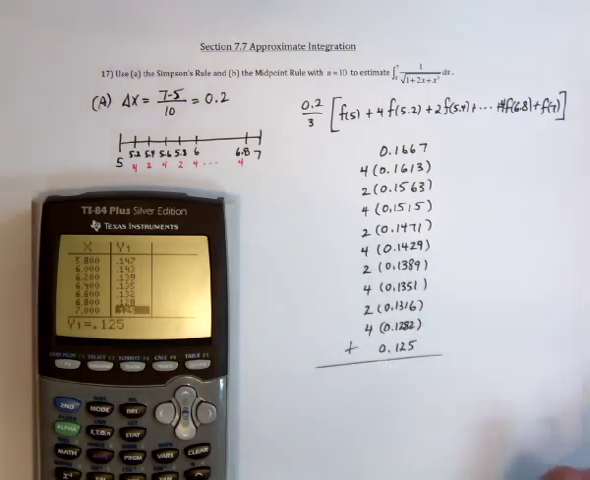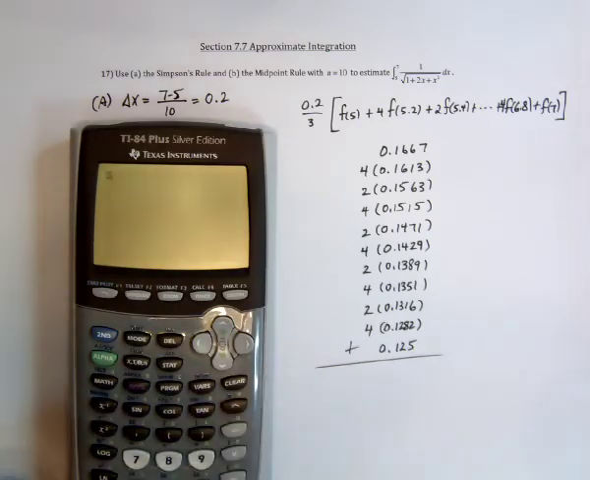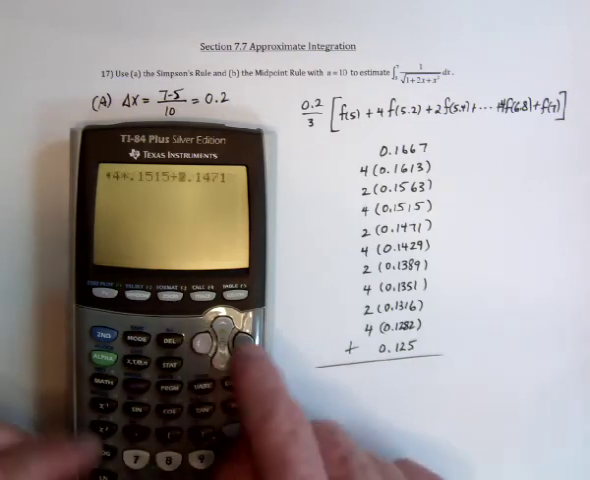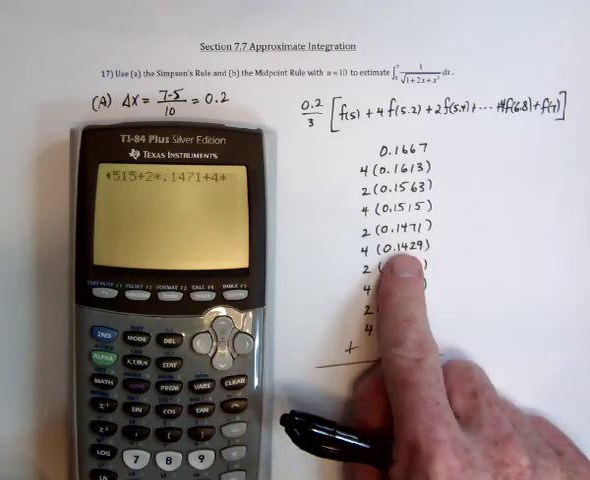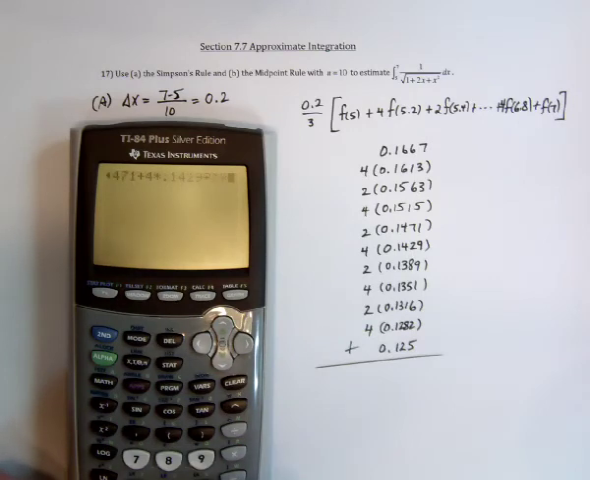Okay, now we need to add those up. 0.1667 plus 4 times 0.1613 plus 2 times 0.1563 and 4 times 0.1515 and then 2 times 0.1471 plus 4 times 0.1429 plus 2 times 0.1389 plus 4 times 0.1351 plus 2 times 0.1316 plus 4 times 0.1282 and then finally plus 0.125.